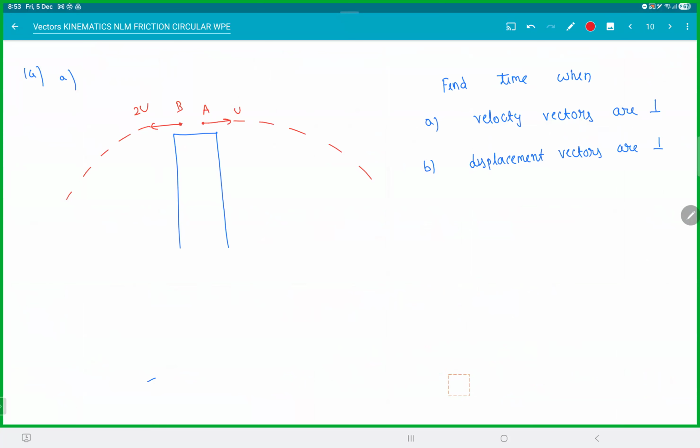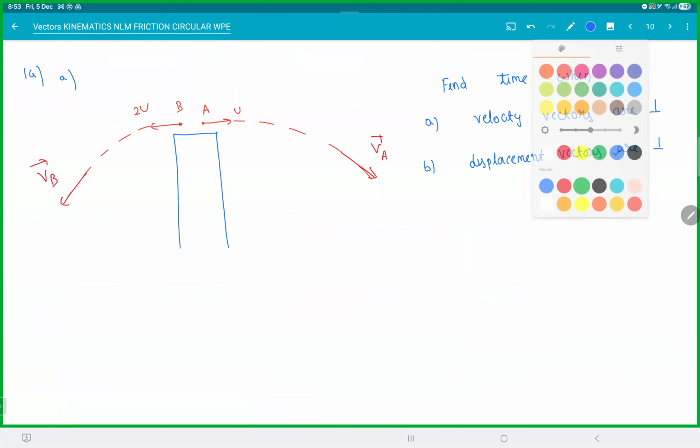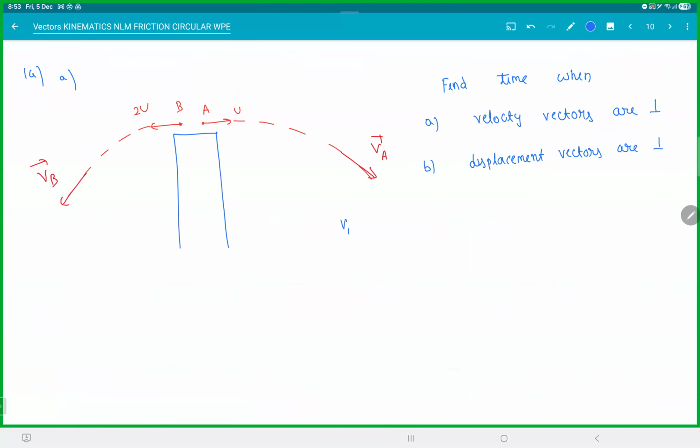So first of all, let's get the vectors. When this guy is going somewhere here, this will be VA bar. This will be VB bar. So VA bar, the horizontal velocity will not change, which is U i cap. The vertical component will be minus GT j cap. VB bar will be minus 2U i cap because it is going back. Vertical component will be minus GT j cap.